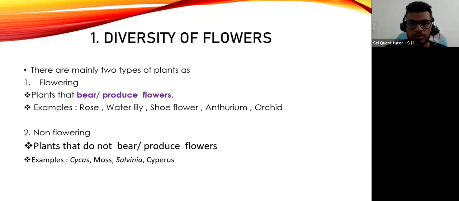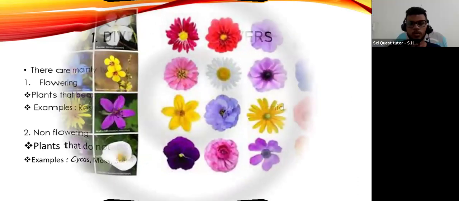The diversity of flowering plants. There are two types of plants, flowering and non-flowering. Plants that bear or produce flowers are known as flowering plants, and the ones that do not bear flowers... bear means the word produce. So if they do not produce any flowers, they are known as non-flowering plants. You can see nice examples are given. Right, let's go with the other one. Has everyone read the presentation? Good.